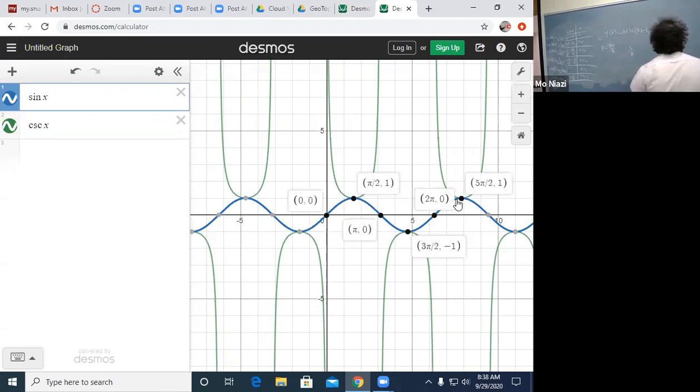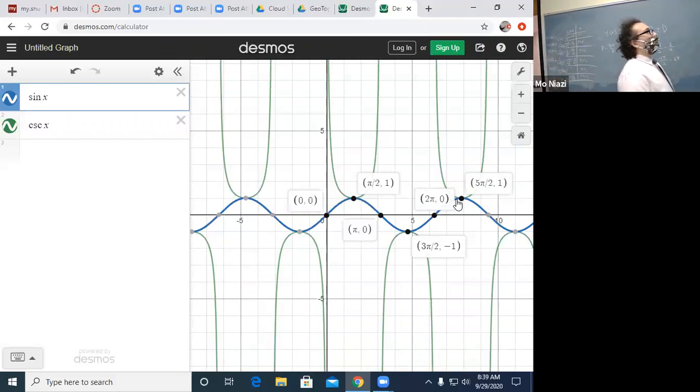Well, one way to think about it is to say 5 pi over 2 minus pi over 2. This is 4 pi over 2, which is equal to 2 pi. And this gives weight to Travis's conjecture that it's 2 pi, right?